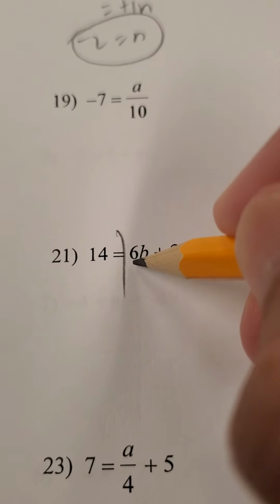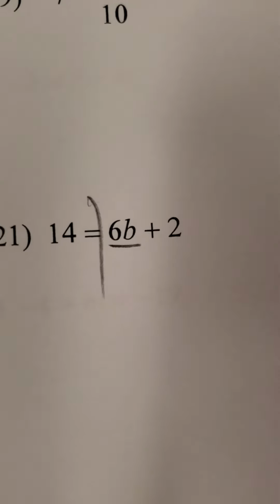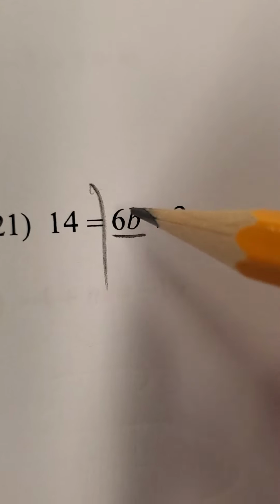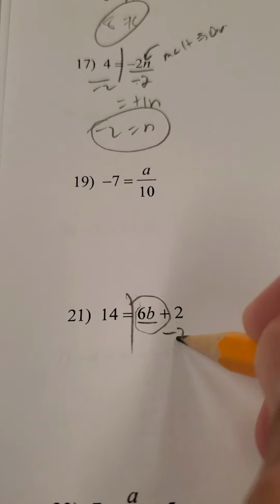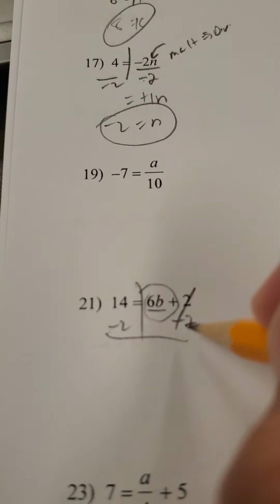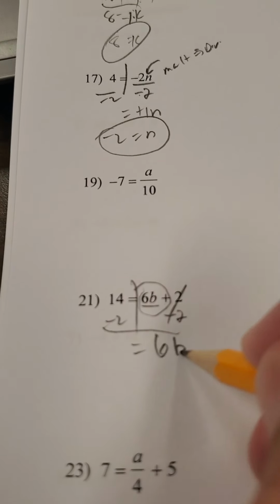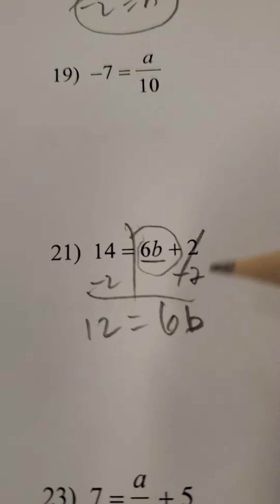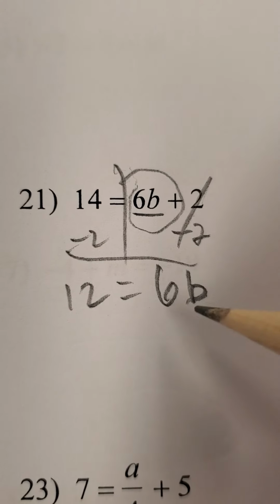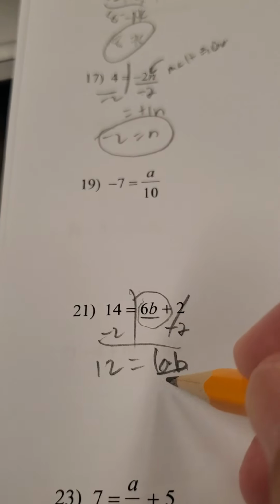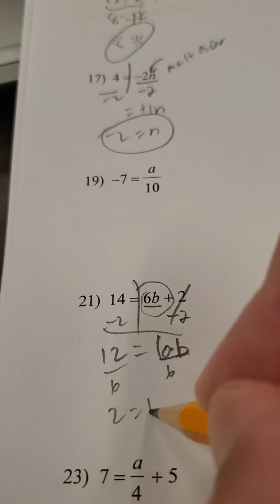This time the variable term is right there. I want to isolate this term first by getting rid of the 2. I get rid of the 2 by subtracting it on both sides. So now I've isolated the b term by subtracting 2. And now I get rid of a times 6 by dividing by 6.